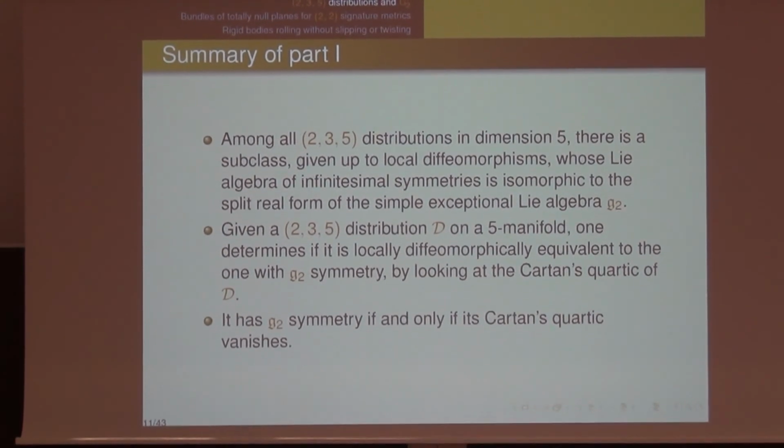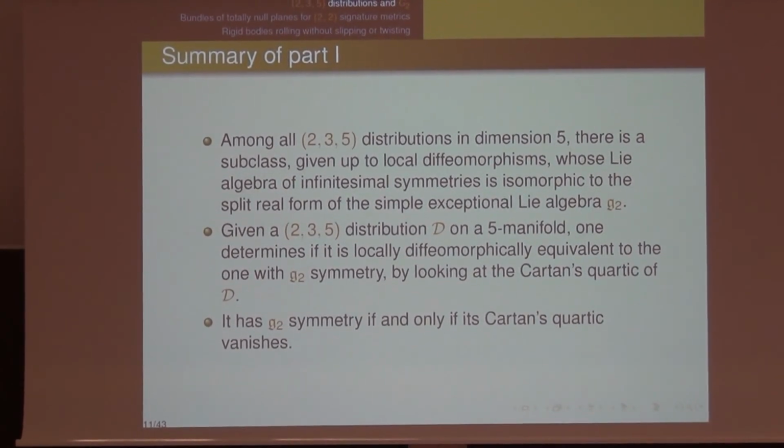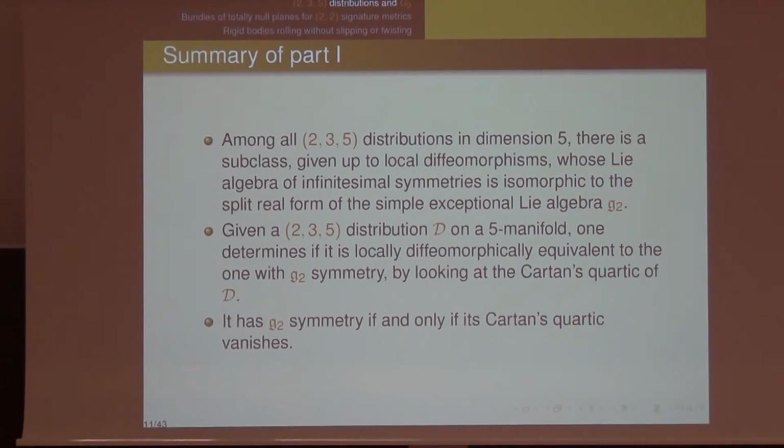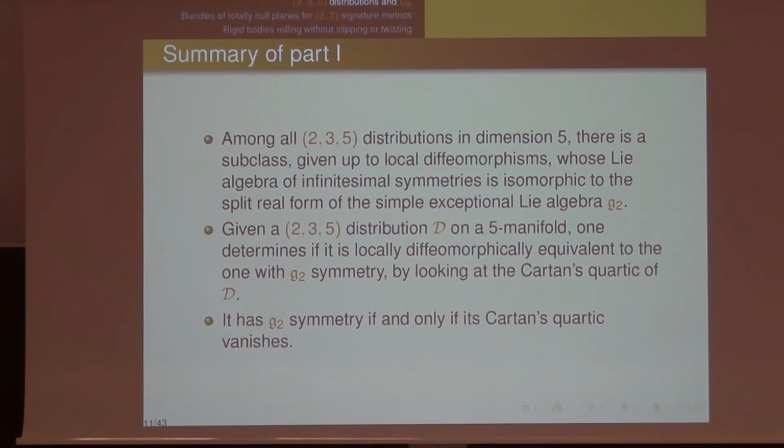So that's the end of part 1 of my talk, and part 2 of my talk is about this: where I can find in practice these 2-3-5 distributions, when I can find such objects, when I can find them in nature.